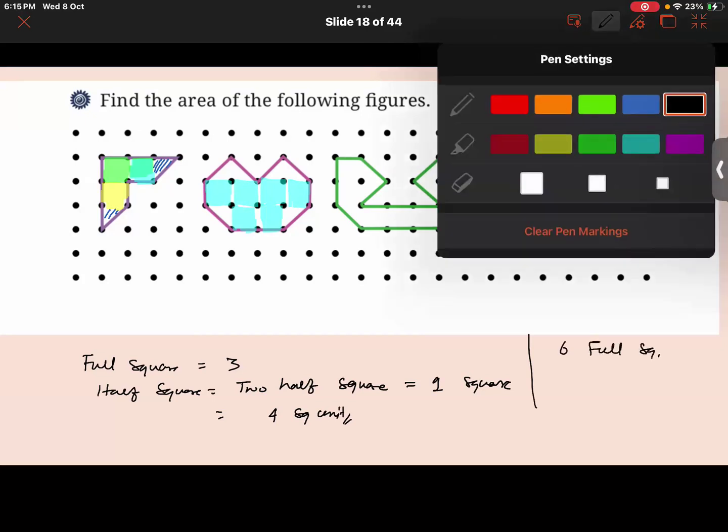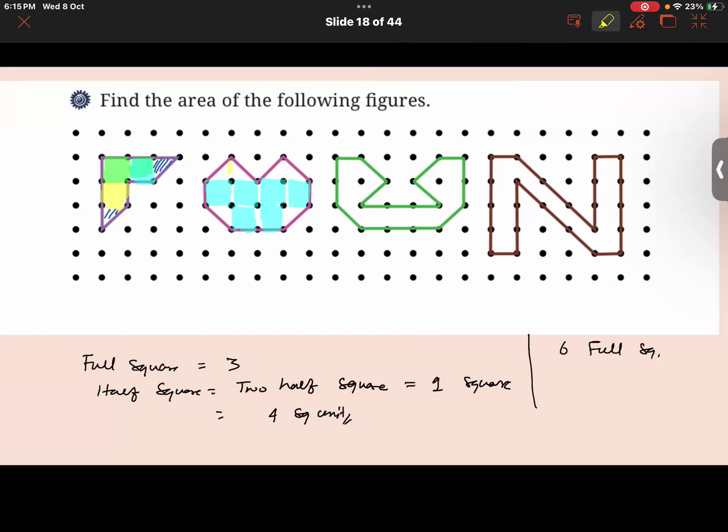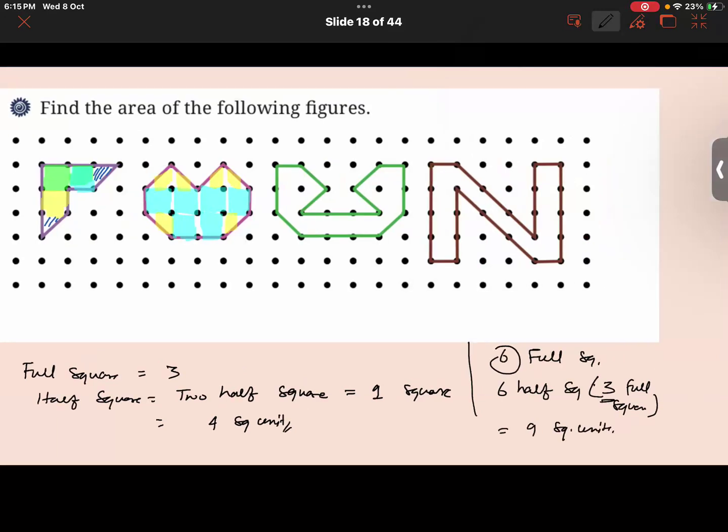Okay. And then how many half squares? One, two, three, four, five, six. So 6 half squares means what? 3 full squares, no? 6 half squares is basically 3 full squares. So that will be 6 plus 3, and that is nine. 9 square units. Hope you're understanding it.